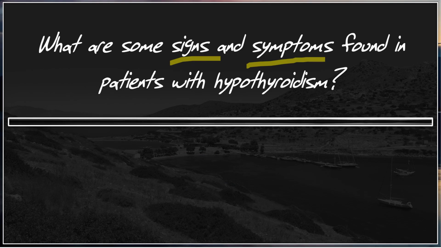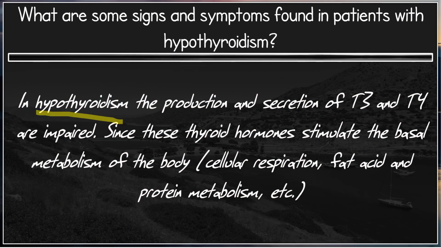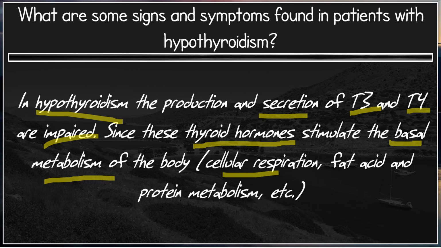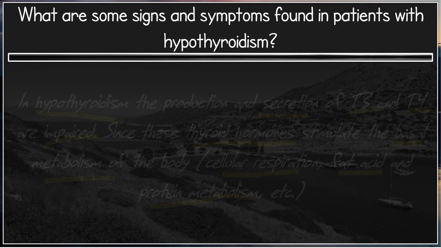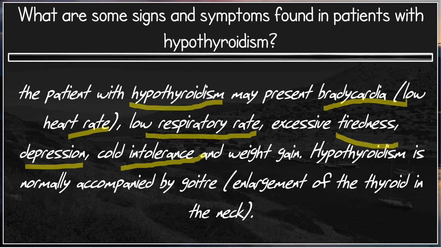What are some signs and symptoms found in the patient with hypothyroidism? In hypothyroidism, the production and secretion of T3 and T4 are impaired. These thyroid hormones stimulate the basal metabolism of the body, that is cellular respiration, fatty acid and protein metabolism, and so on. The patient with hypothyroidism may present bradycardia, that is low heart rate, low respiratory rate, excessive tiredness, depression, cold intolerance, weight gain. Hypothyroidism is normally accompanied by goiter, enlargement of the thyroid gland in the neck.